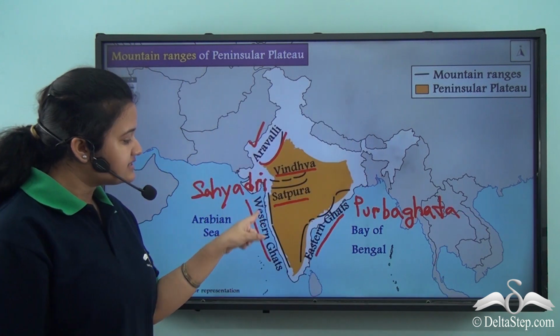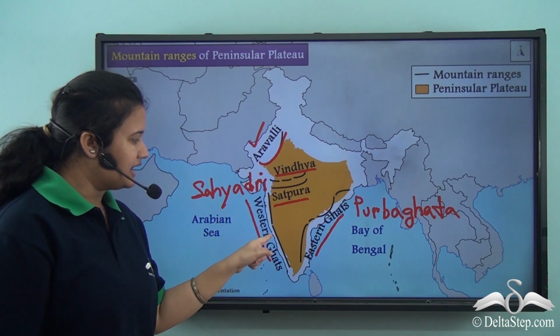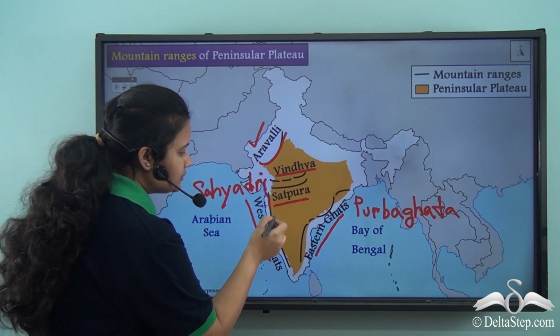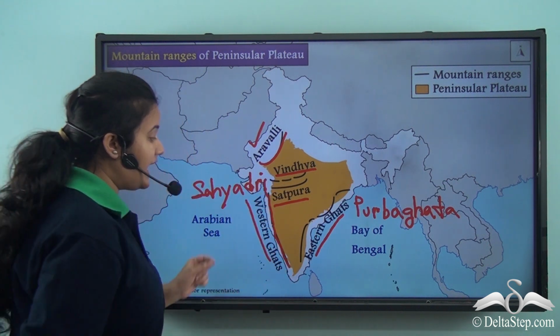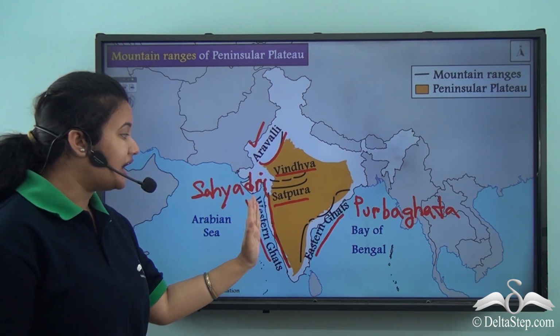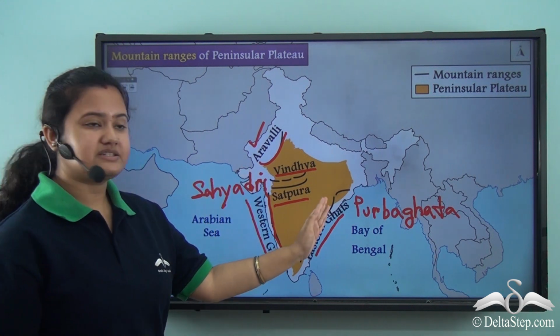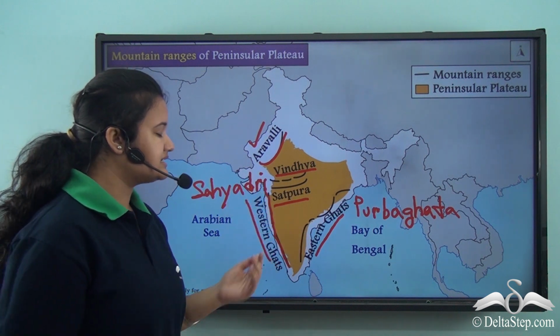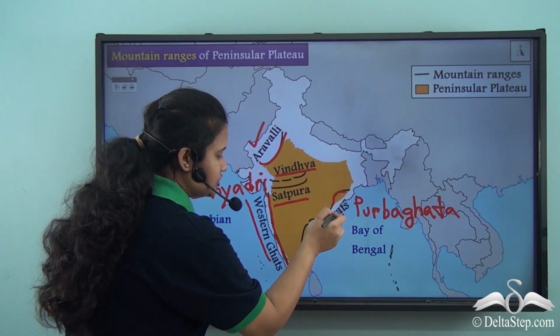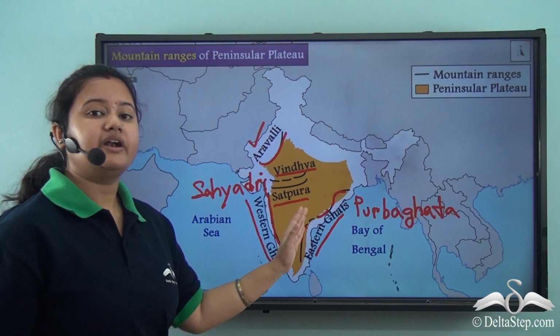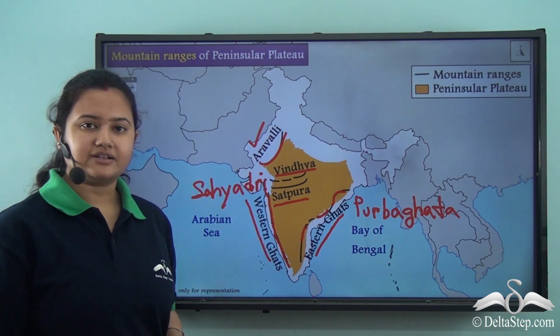Now, as we can see in this map, Western Ghats is a continuous mountain range, and it also has higher elevation than the Eastern Ghats, while the Eastern Ghats is a discontinuous range and has lower elevation than the Western Ghats.